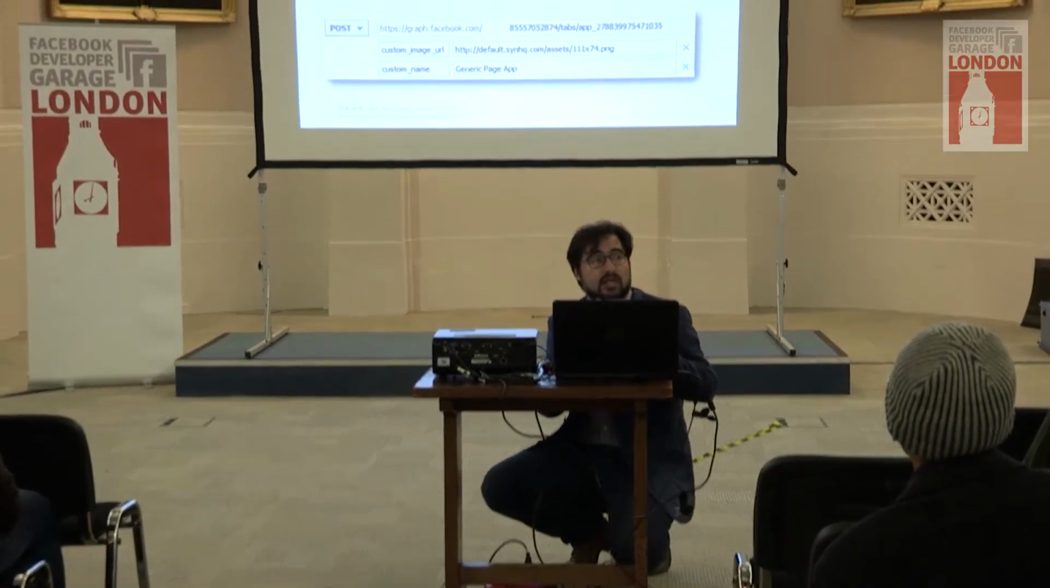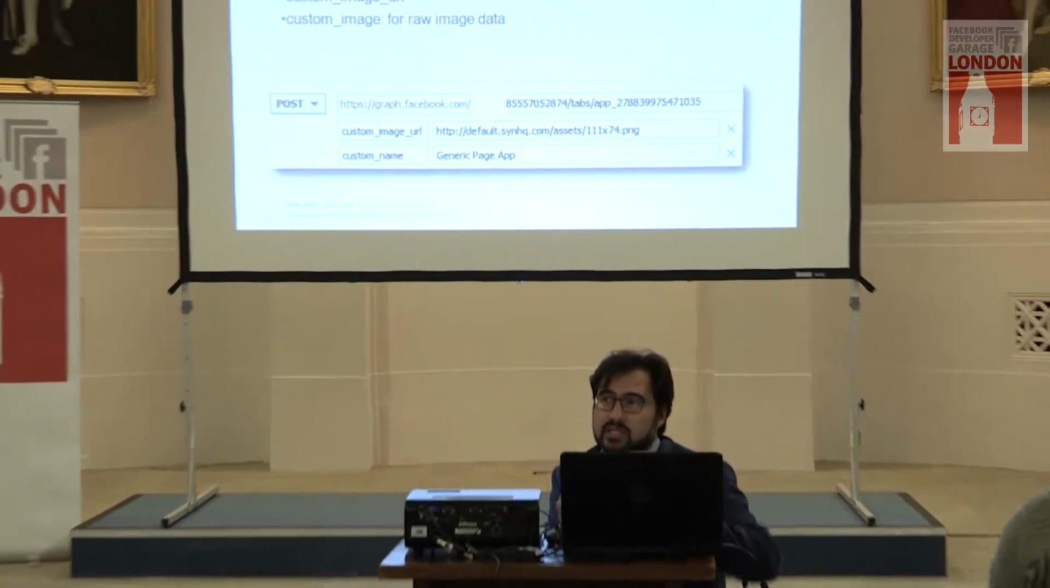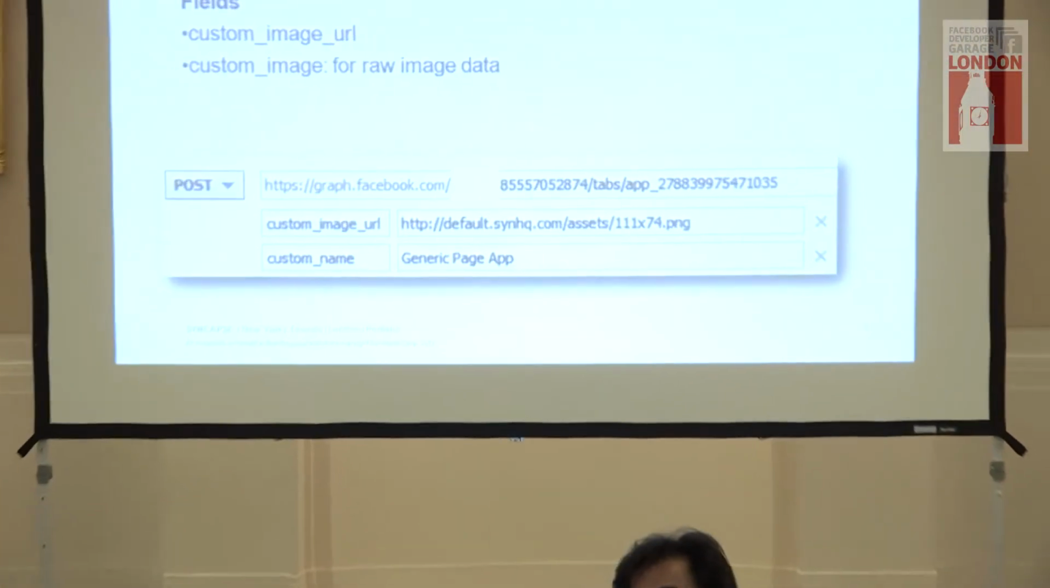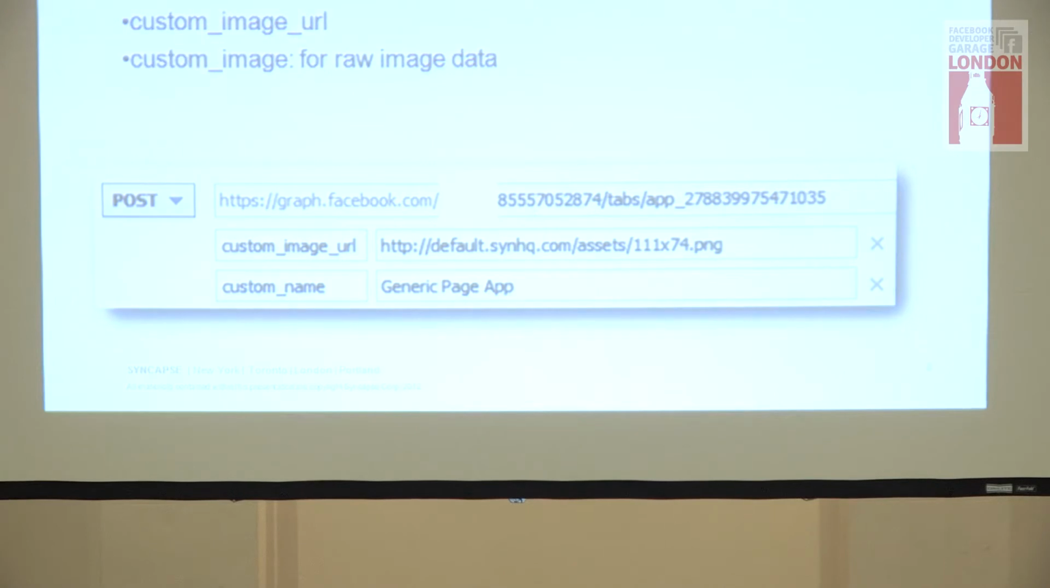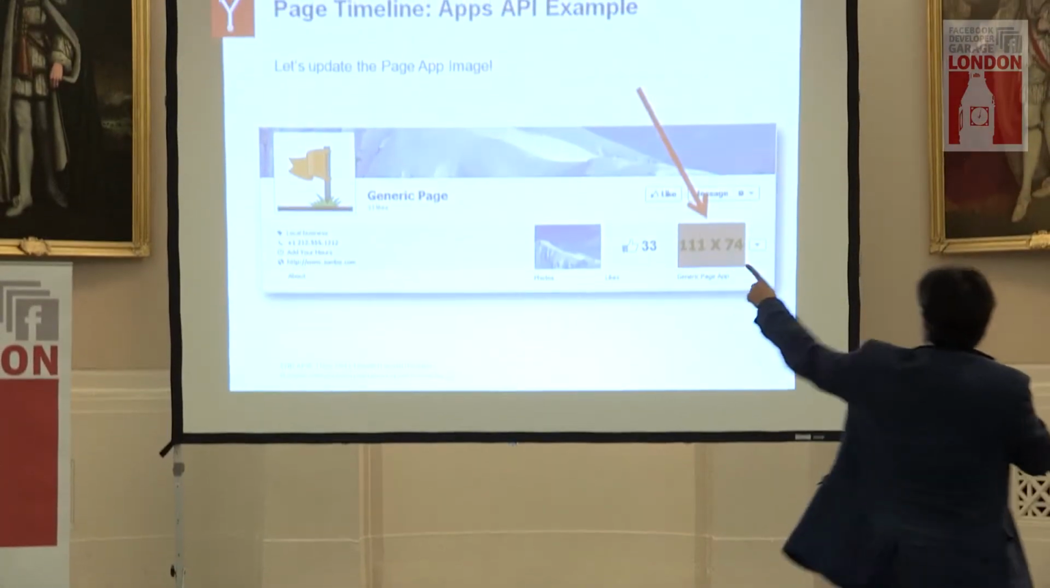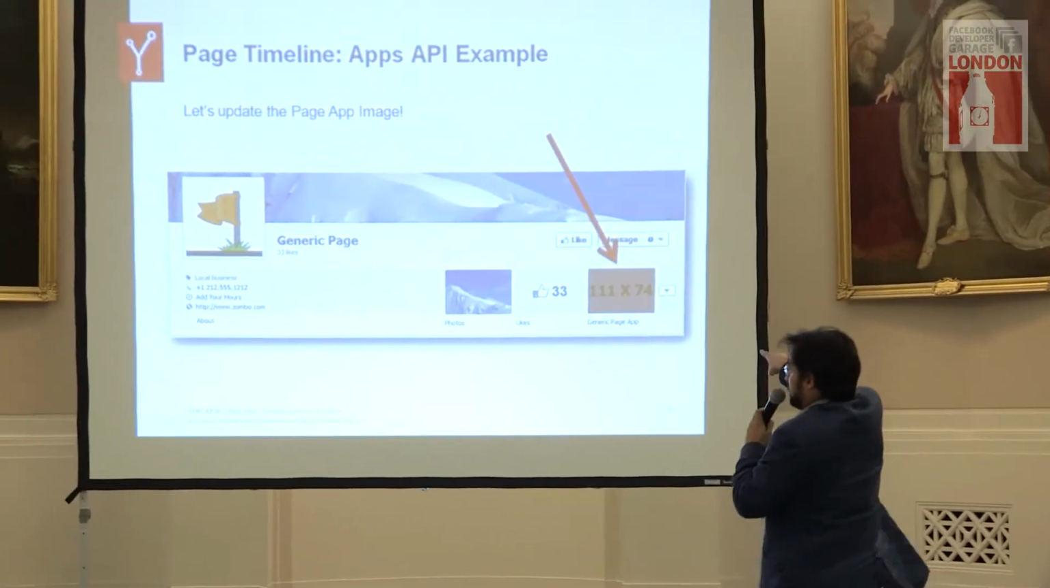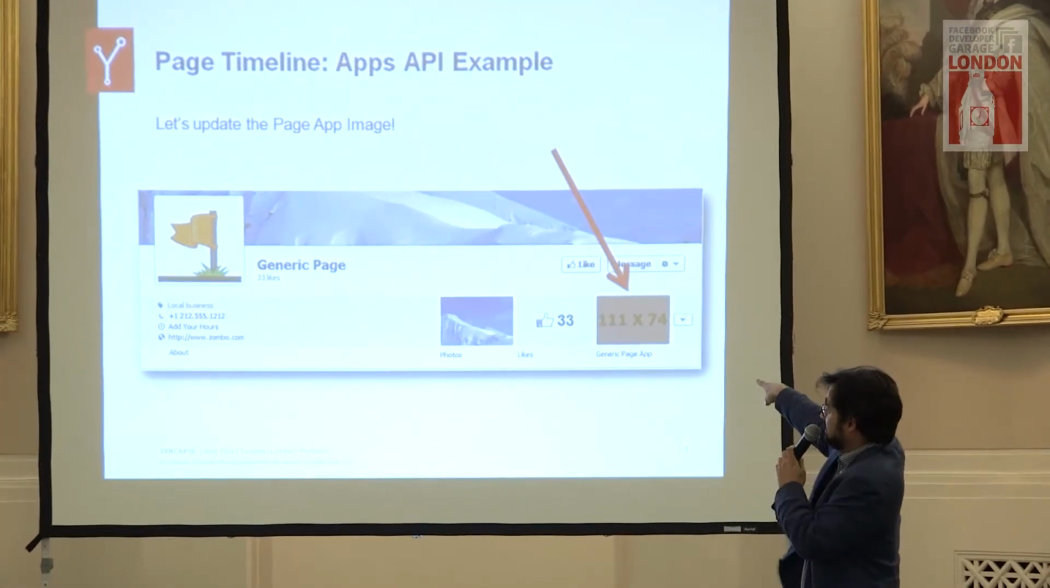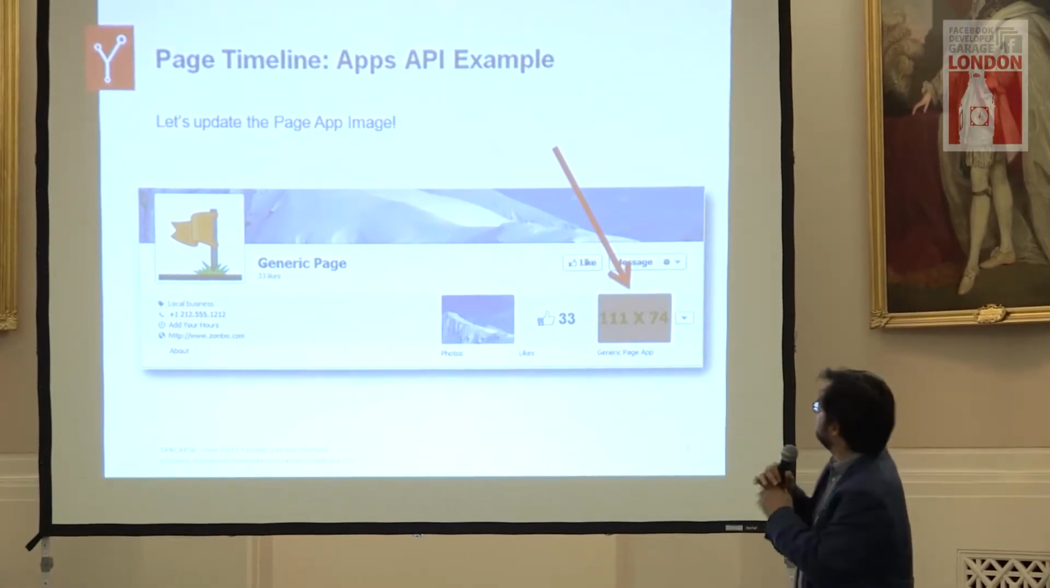So this URL is an image that exists somewhere else on the internet. It can be anywhere, as long as Facebook can reach it. You can also submit the raw image data as well, if you want. So I post that, and there it is. So this here is my custom page app image. All right?